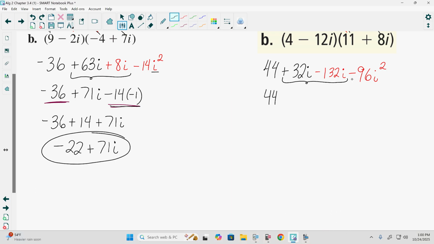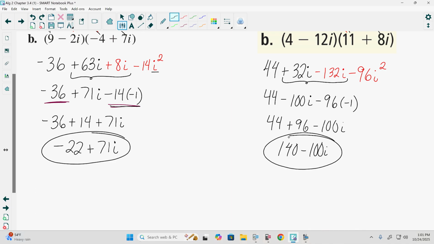32i minus 132i. That's going to be negative 100i. Negative 96, well, i squared is negative 1. Now, our negative 96 times negative 1 is going to be positive 96, which will tell us that we get 140 minus 100i. Questions on this here?